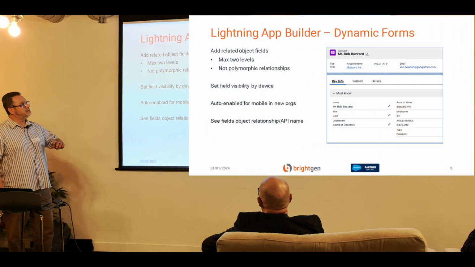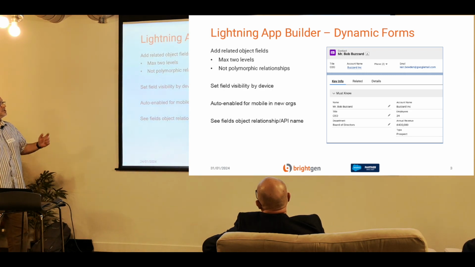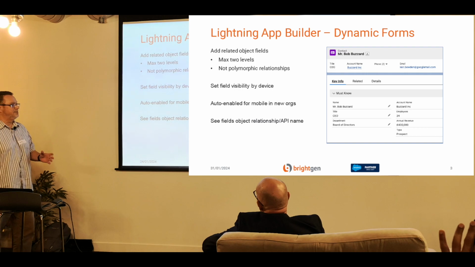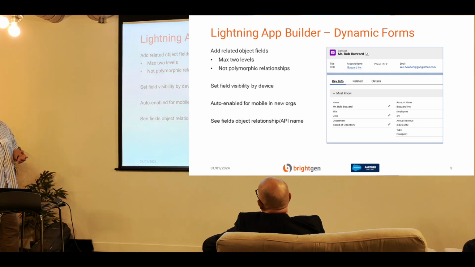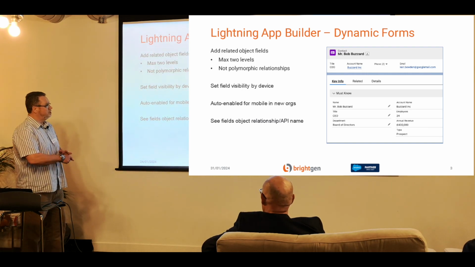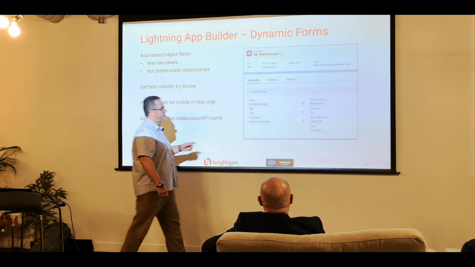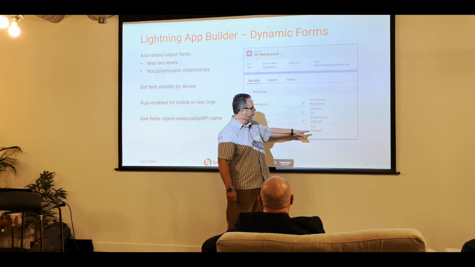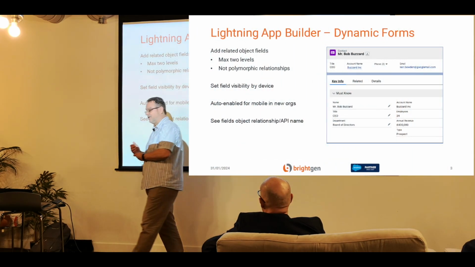Lightning App Builder. The reason I've mentioned this one, this isn't coding, this isn't development, but this can stop you having to do development, I think, and will allow me to retire a few components of my own. So dynamic forms are going to be able to add related object fields, up to 2 levels, and it won't be polymorphic relationships. But you can, for example, on a contact, have a field section in dynamic forms which pulls loads of information from the account. And if you've got other related objects, you can pull all those in as well.